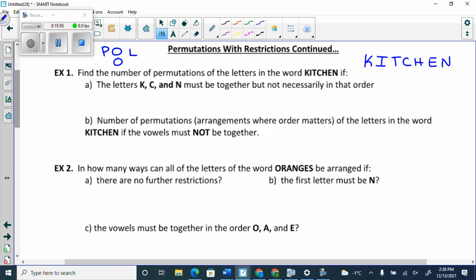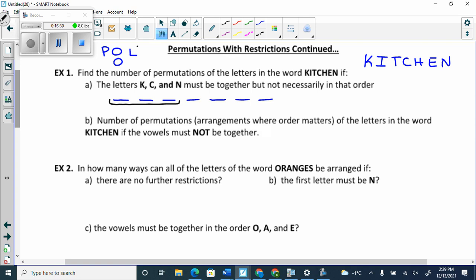So here it says, find the number of permutations of the letters in the word kitchen if the letters K, C, and N must be together but not necessarily in that order. So pay attention. How many letters are in kitchen? 7. So I'm going to have 7 blanks, and each blank holds a letter, right? Now, it says that the K, the C, and the N have to be together, so I'm going to hook them together. I'm hooking together 3 letters.